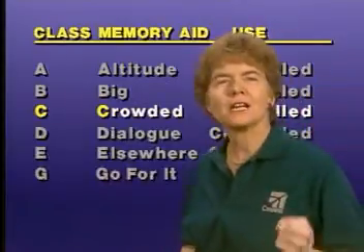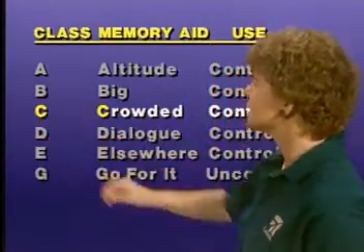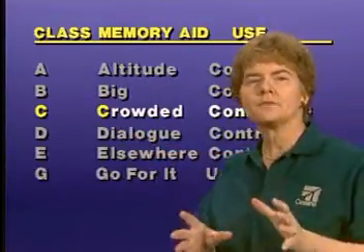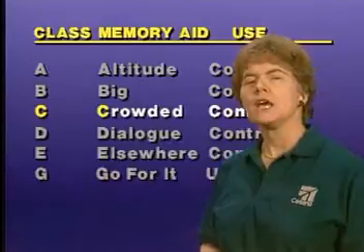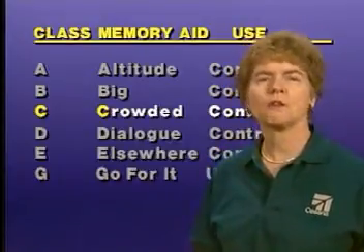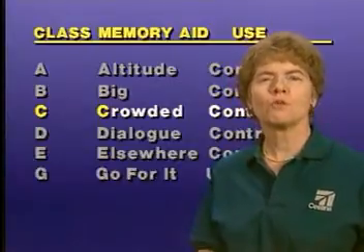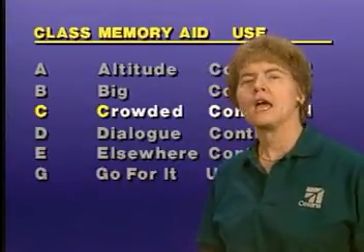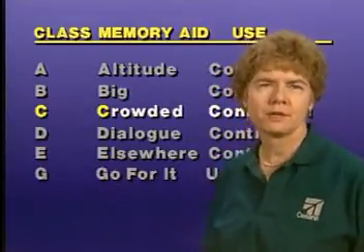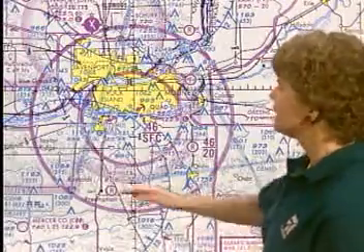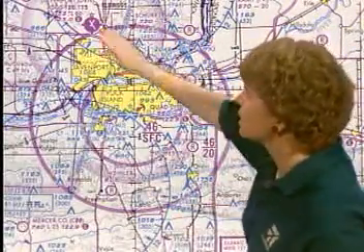When you think about Class C airspace, Charlie airspace, think crowded or congested. And that's because Class C airspace is at airports where the traffic count or passenger count is pretty high. Air traffic control will give you radar service and will sequence you with other traffic to the airport. Now, the way that Class Charlie airspace is shown on an aeronautical chart is with a solid magenta line like this.